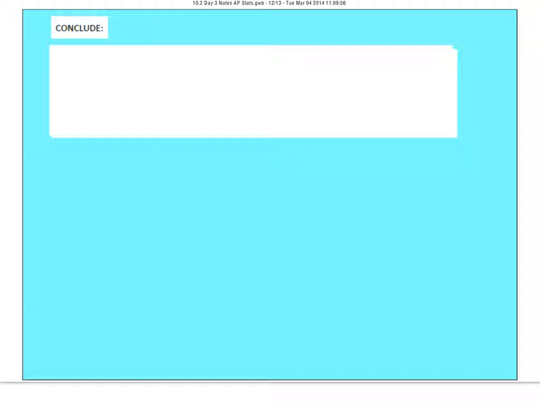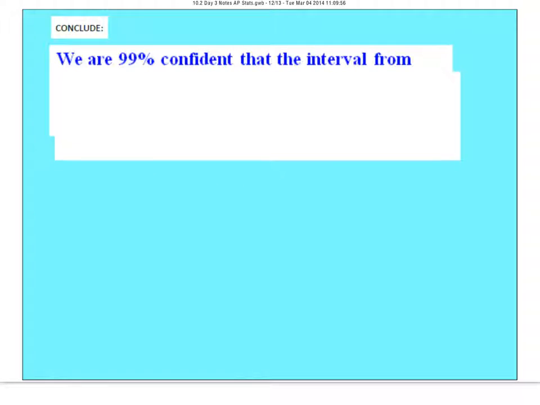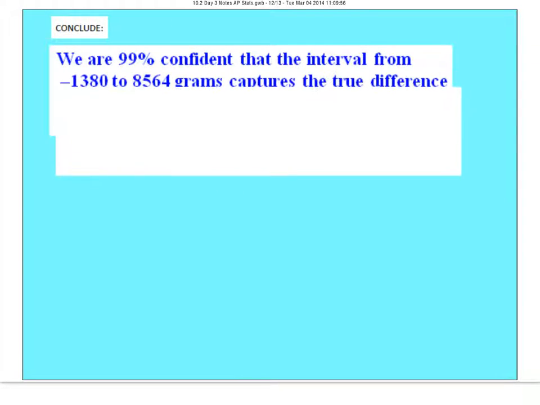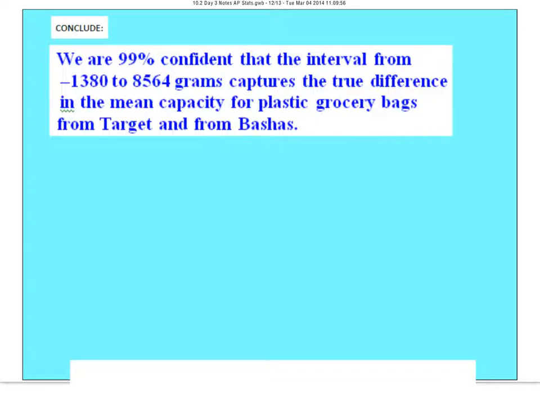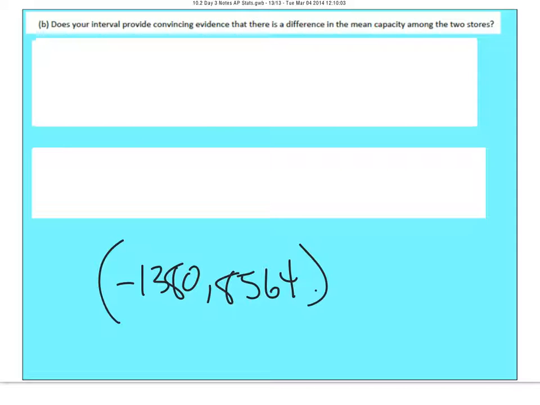Let's wrap up the conclusion, and I'll just use the manually calculated data for a conclusion. So we could say that we are 99% confident that the interval from negative 1,380 to 8,564 grams captures the true difference in the mean capacity for grocery store bags from Target to Bashas'. Let's wrap it up with this.